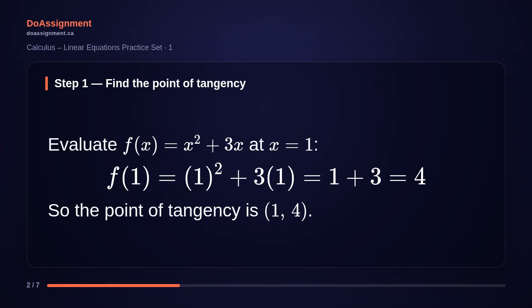First, we plug x equals 1 into the function to find the y-coordinate of the point where the tangent line will touch the curve. 1 squared plus 3 times 1 equals 4. So the point of tangency is the ordered pair (1, 4).